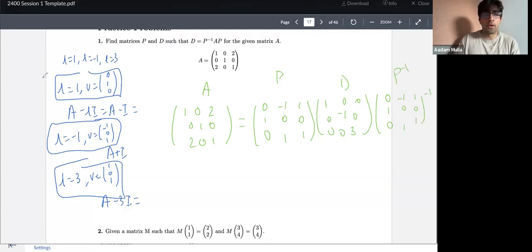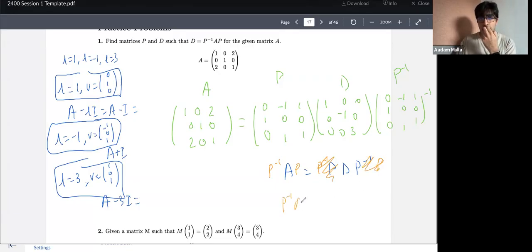Okay, so the order is a little bit tricky, so write it on your cheat sheet. A is equal to P D P inverse. If A is equal to P D P inverse, if we multiply on the right by P and on the left by P inverse, these will cancel out because identity, and these will cancel out because identity. So we get P inverse A P equals D.